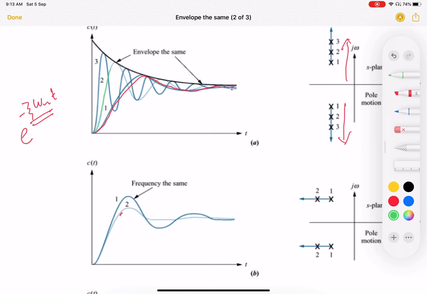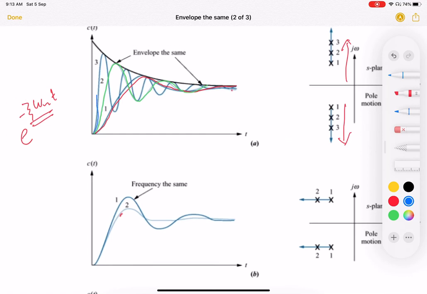As you change the value of omega d, your frequency of oscillation increases but the envelope remains the same, and your response is this graph, which is now more oscillatory in nature, but your envelope remains the same. Of course, that means the settling time is also the same.